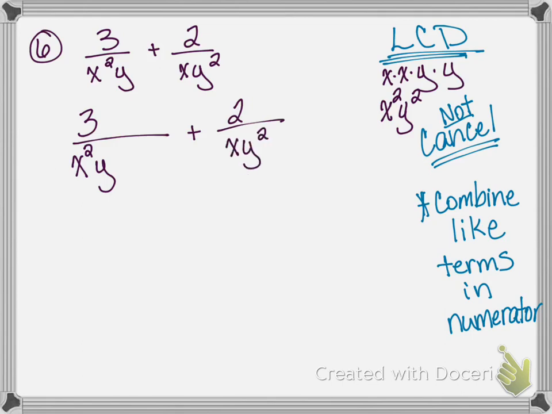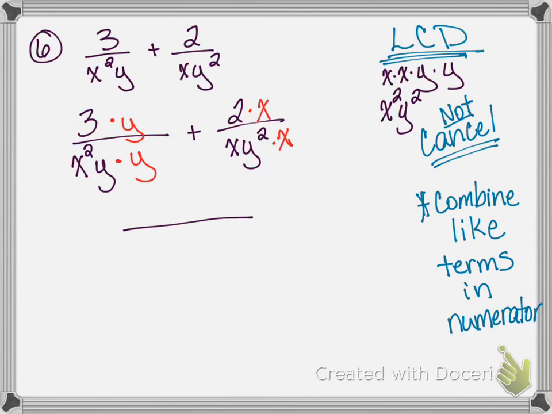So now I ask myself, what's missing? So in this first one, I've got x squared y. So I am missing a y. So if I multiply the denominator times y, I've got to multiply the numerator times y. In the second one, I've got x times y squared. So I am missing an x. Okay? So if I multiply the denominator by x, I have to multiply the numerator by x.